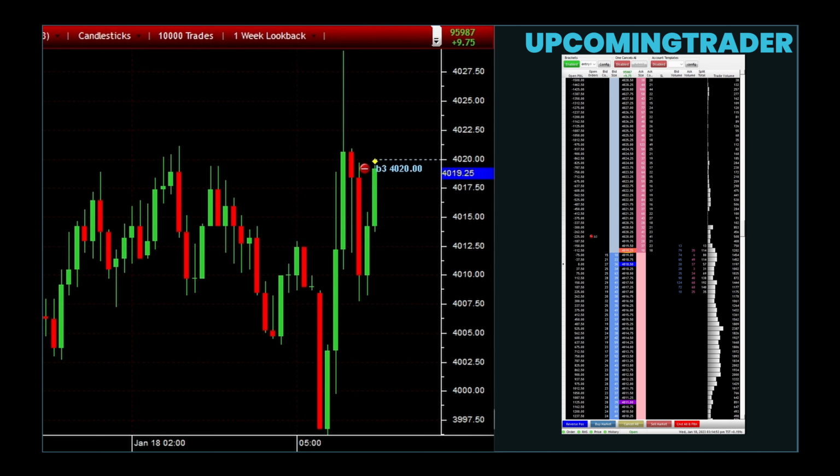A breakout from a pennant with rising volume signals that the market is ready to move in the direction of the prior trend, and it is often accompanied by strong momentum. Another powerful bullish pattern is the cup and handle.